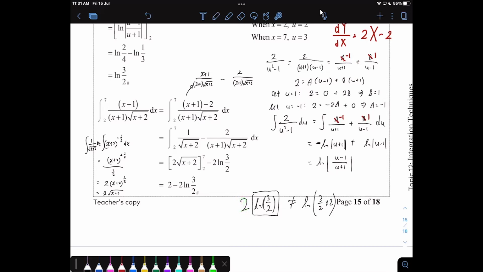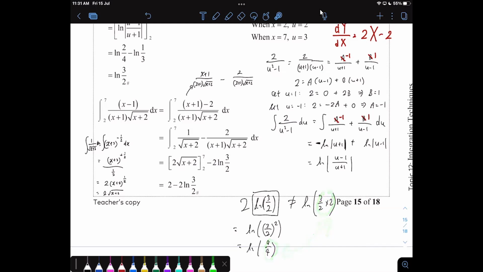Are we clear on that? The 2 cannot go in. Square? Yes, it is square instead. Yes, it should actually be 3 over 2 square, which is ln of 9 over 4. Totally different from 3 over 2 times 2, which is ln 3. Okay? 9 over 4 and 3 is very different.